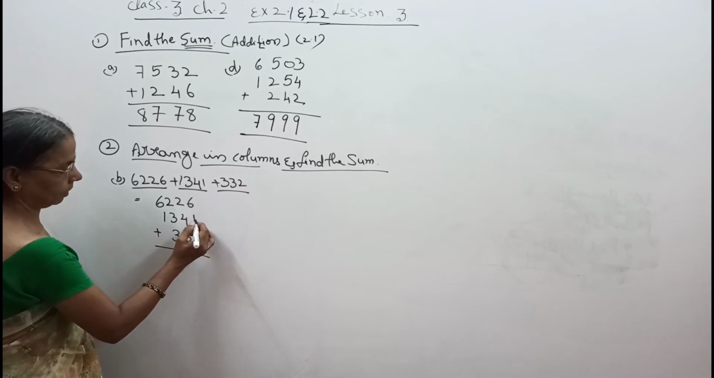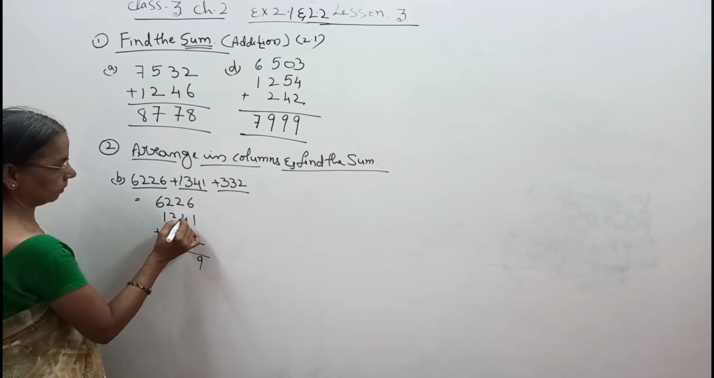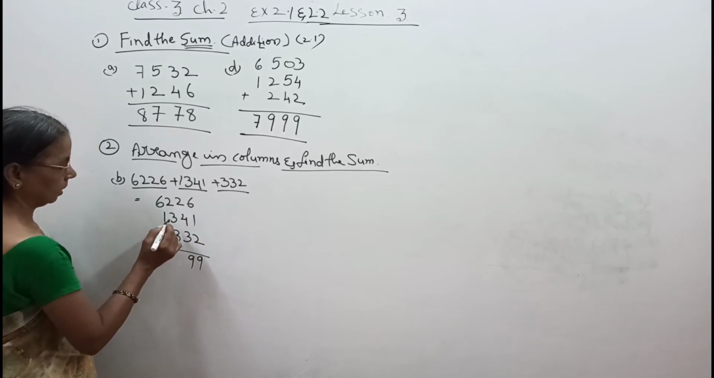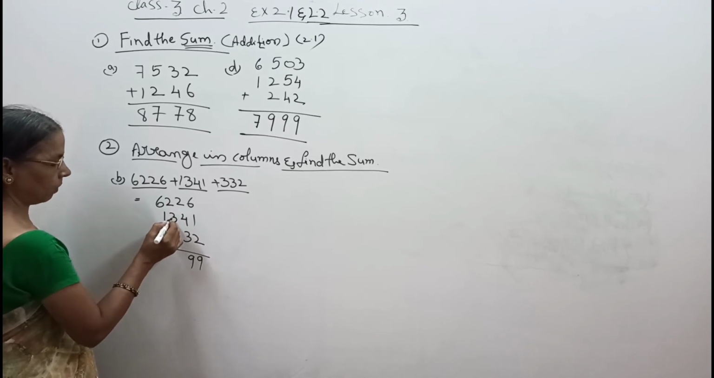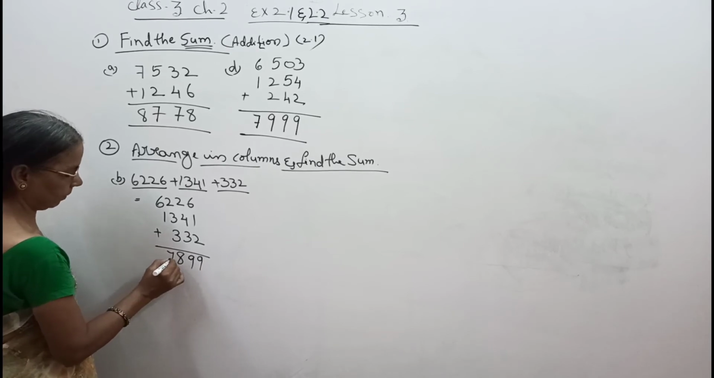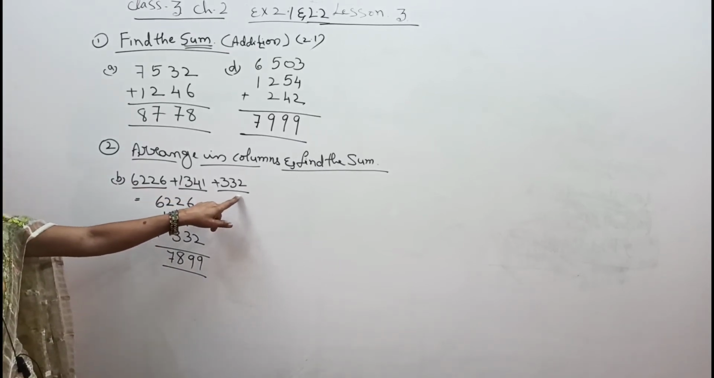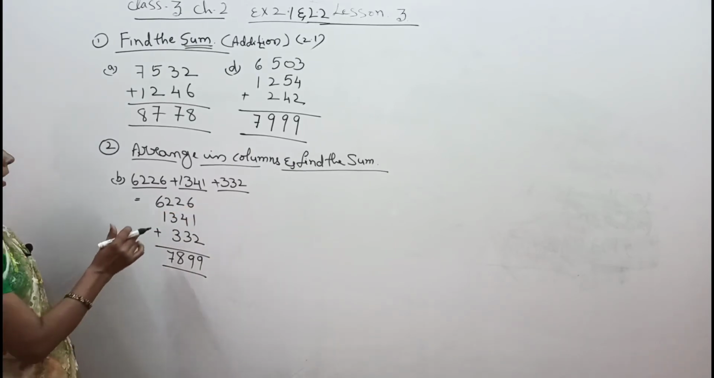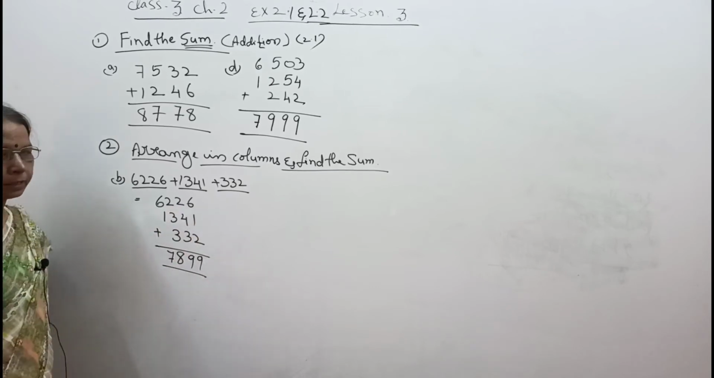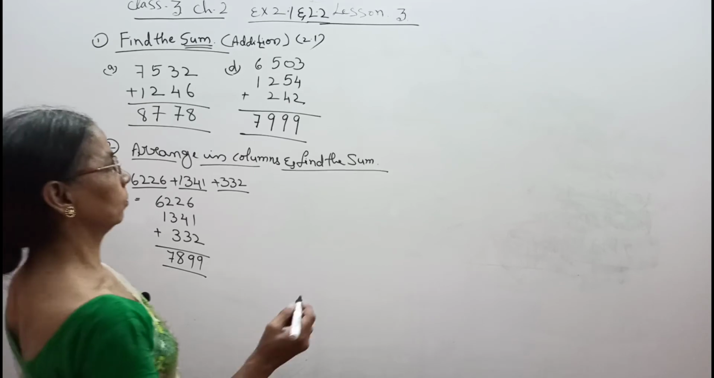6 plus 1, 7, 7 plus 2 is 9. 2 plus 3, 2 plus 4 is 6, 6 plus 3, again it is 9. 2 plus 3 is 5, 5 plus 3, 8. 6 plus 1 is 7. Like this, if they are given in a row in a single line, first of all we have to write them in columns, and then we have to add the numbers.